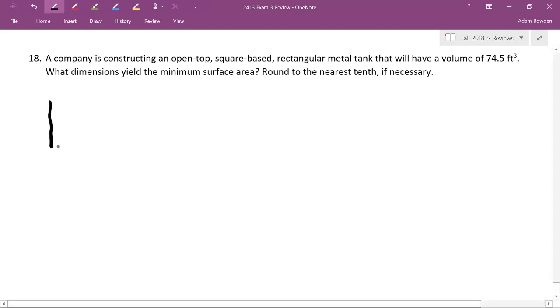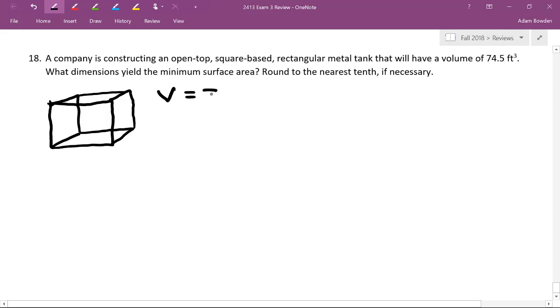Alright, let's start by visualizing the situation here. We're trying to construct an open-top metal tank, and so we want it to have a volume V of 74.5 cubic feet. And we're trying to minimize the surface area, S. So let's label our sides.